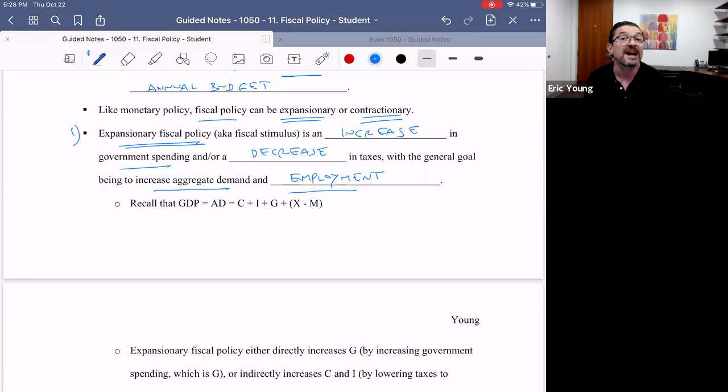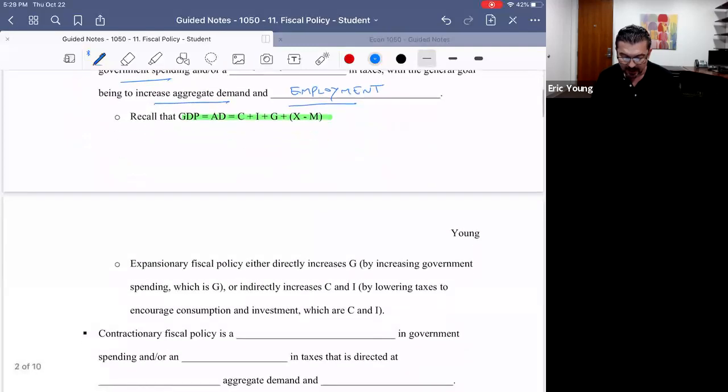It's a way to fight unemployment and therefore will be used in a recessionary period in theory. Again, expansionary policies will be increases in spending or decreases in taxes. To understand how this is going to work, it's best to focus on our old formula. We've seen it time and again that GDP or aggregate demand is going to be equal to C plus I plus G plus X minus M.